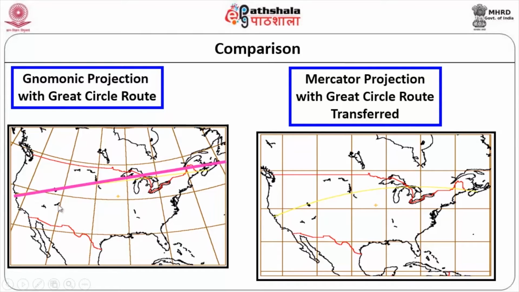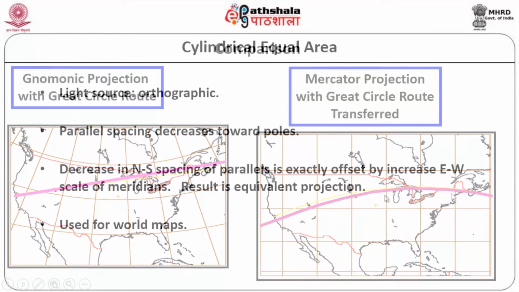See, from here to here, how it goes. When you use this projection, it may appear like this, but the line of view from here to here is a straight line, while this is a curved line. In fact, this is used in your aeroplanes. So, this is how it is done in your Mercator projection.